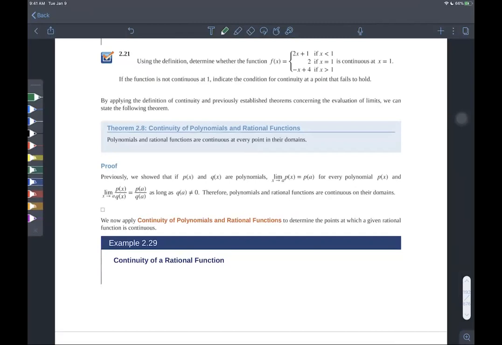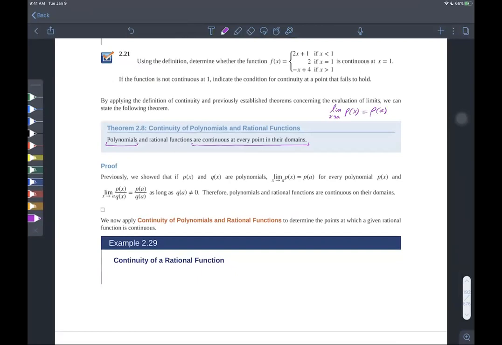So there was a theorem, I believe theorem 2.6, that we talked about before, that said that if you wanted to calculate the limit as x approaches a for some polynomial p of x, that was just equal to p of a. And notice this is the exact requirement for a function to be continuous. And so that's what this theorem says. Polynomials are continuous at every point in their domain.